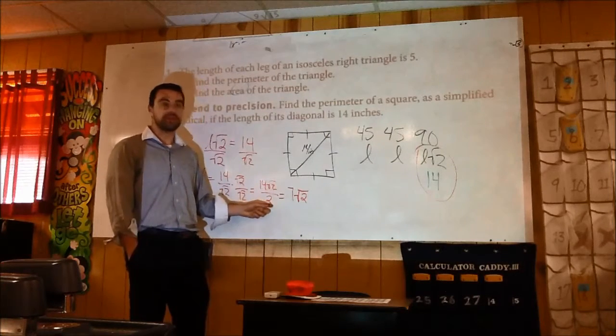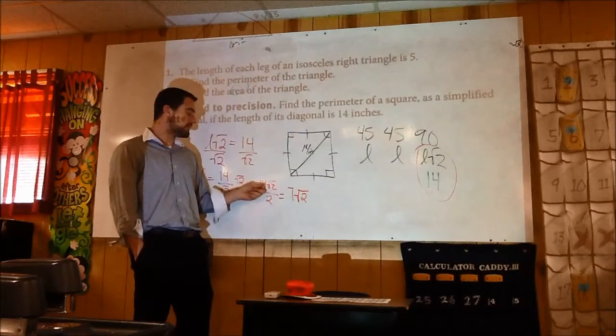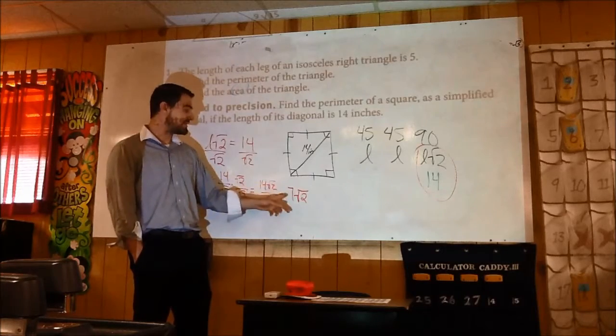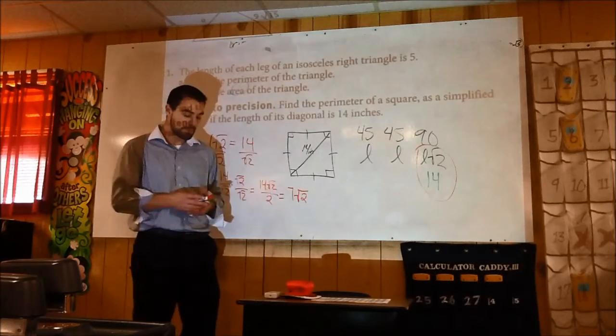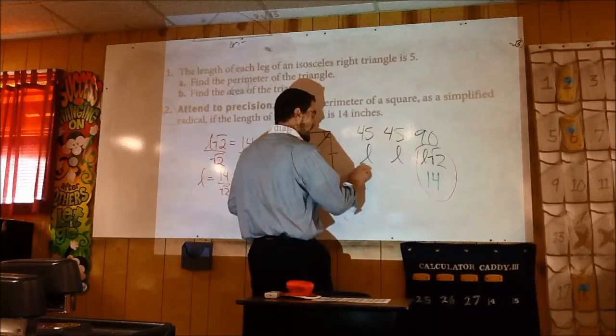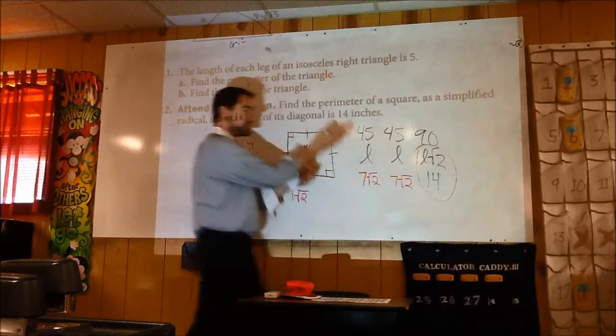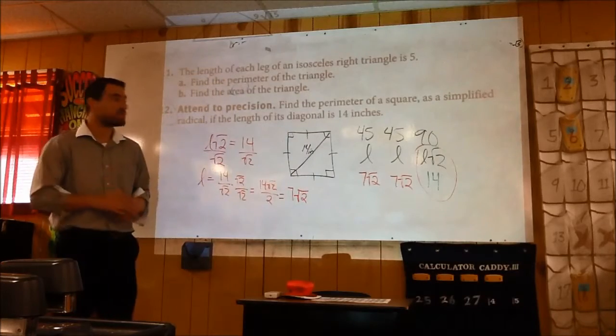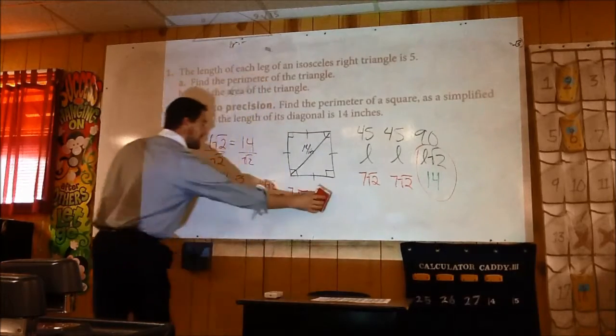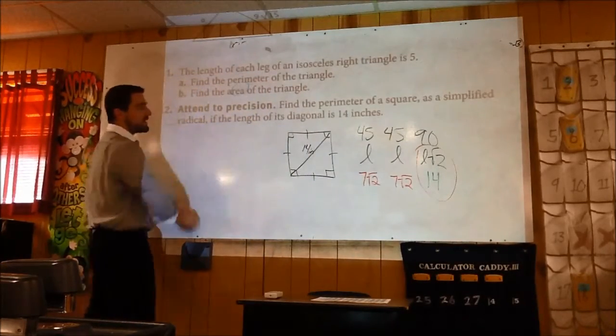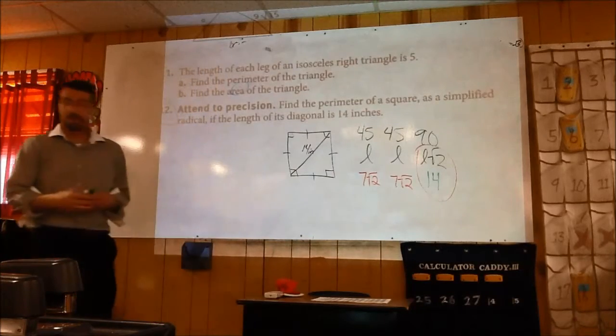This is a coefficient, and so it's only going to affect the coefficient here. That's why it's 7 square roots of 2. We know that the legs of a right isosceles triangle are congruent, so they are both 7 square roots of 2. But we can't stop there because the actual question was to find the perimeter of this square.